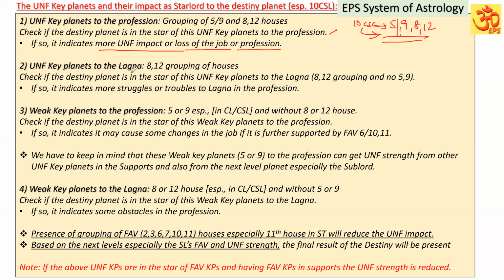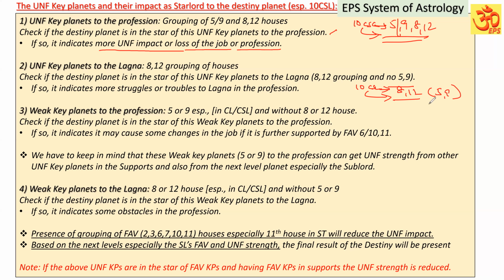It indicates what the 10th house matters are going to face. The lagna is going to face obstacles and hurdles through the 10th house matters. The profession is going to face some obstacles and hurdles to the lagna. That is what it is indicating. If 5 or 9 is adding, it is going to be more unfavorable. It is going to give trouble to the profession.